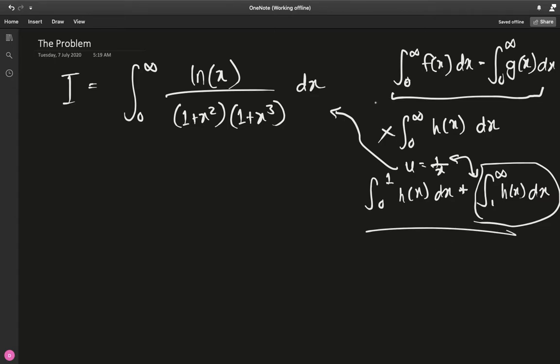So these are different techniques that you can use to tackle integrals that blow up to infinity when they should not. So one is, if they are split up, don't split them up, write them as one integrand.